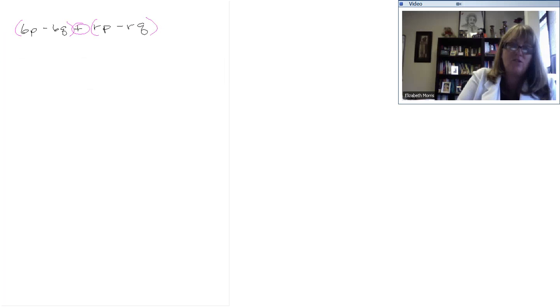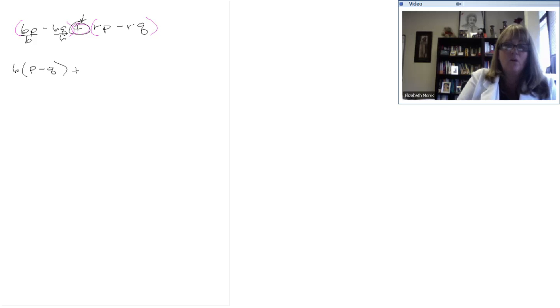All right, what if I had 6P minus 6Q plus RP minus RQ? All right, I'm going to group the first 2, group the second 2, and they're separated by addition. If they're separated by subtraction, we have to do something different, and I haven't got to that yet. So I'm just pointing out that they're separated by addition, so we're good. Now, looking at this, what can I divide out of each piece? A 6. If I divide out a 6, I'm left with P minus Q.